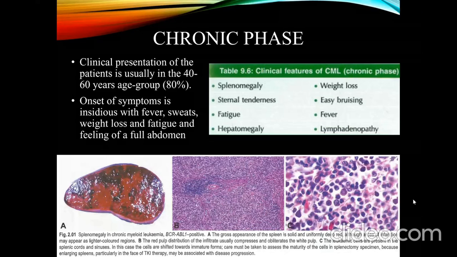As we can see in the picture below, part A of the photo is showing splenomegaly in chronic myeloid leukemia. The gross appearance of the spleen is solid and uniformly deep red, although areas of infarction appear as lighter colored regions. Photo B is showing us the distribution of the red pulp infiltrate, and it usually compresses and obliterates the white pulp. And lastly, picture C is showing us the leukemic cells which are present in the splenic cords and sinuses. In this picture, we can see that the cells are shifted towards the immature forms.